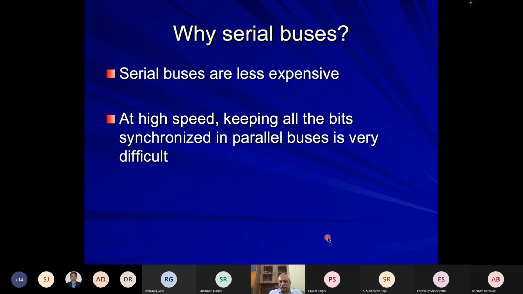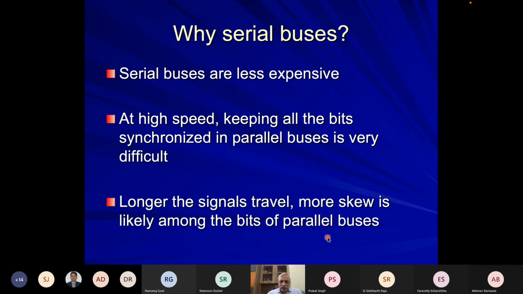And when delays are comparable to the rate at which bits are changing, this could be problematic. But in a serial bus, you need to worry about the timing of one wire only. You don't need to worry about timing across different wires. If your wires are long, there could be a cable which is carrying the bus. USB, for example, has USB cables.